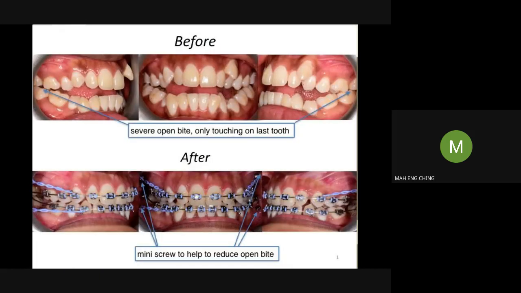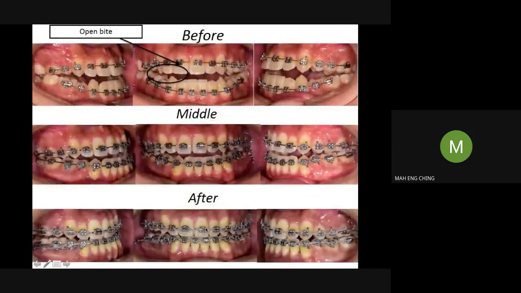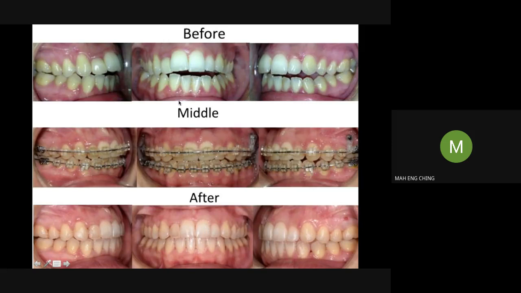Okay, open bite, same principle. We're going to extrude the upper incisor, extrude the lower incisor. That's how we achieve the bite. Same thing, extrusion of the upper and lower incisor. That's how we achieve the positive overbite, overjet.